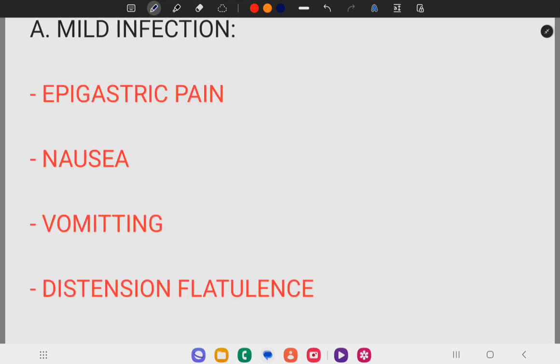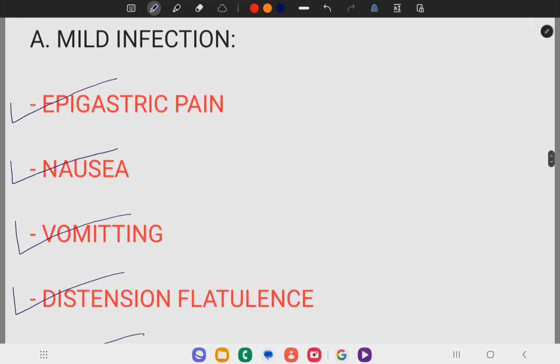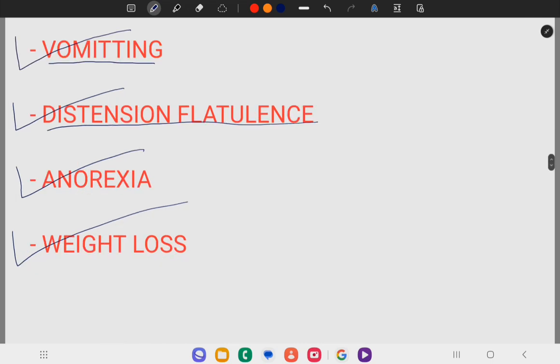Mild infection causes epigastric pain, nausea, vomiting, distension, flatulence, anorexia and weight loss.